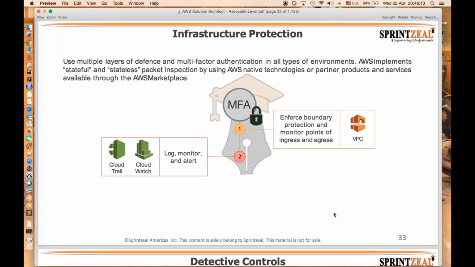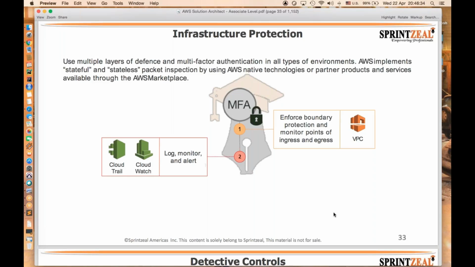And even the VPC system enforces boundary protection and monitors the points of ingress and egress. So it even protects all users who are coming to the cloud into the particular system. It is one of the best features in terms of getting into the cloud. That is one of the protection areas.